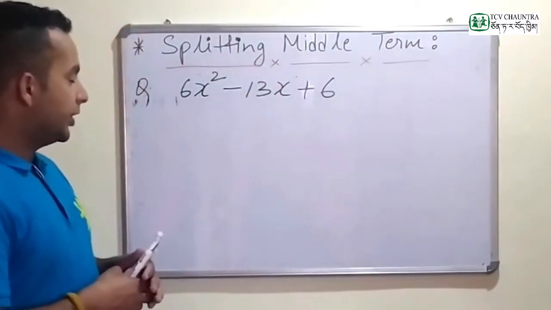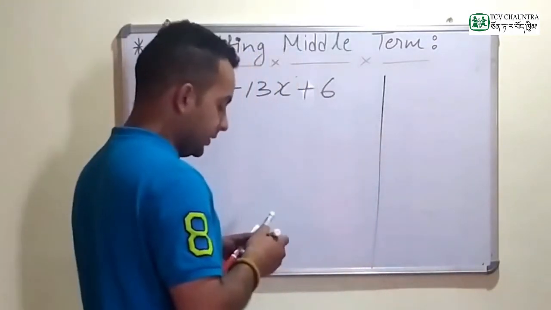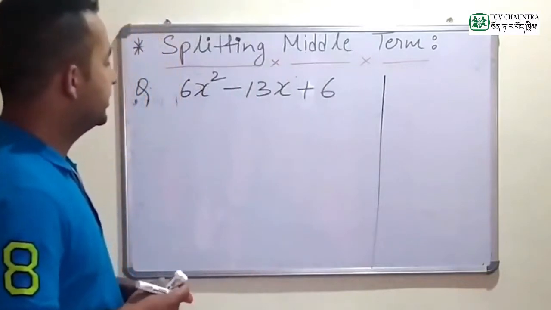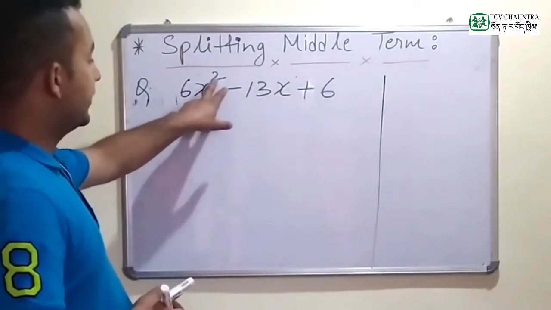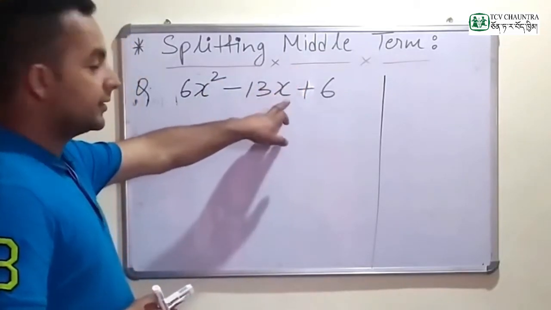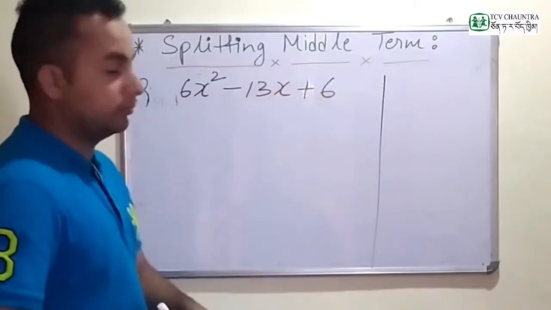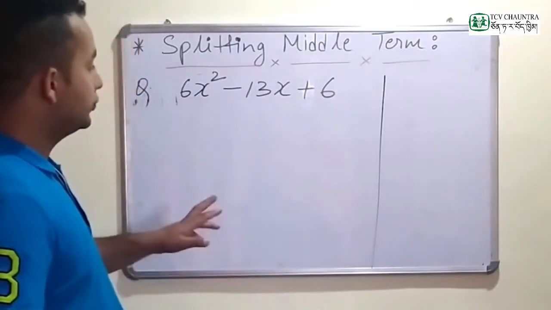Okay class. Now your first step, I already told you, is you're going to check whether the highest degree of the variable is 2 or not. Here the variable's highest degree is 2, next degree is 1, and then the constant number. So now we are going to do what?